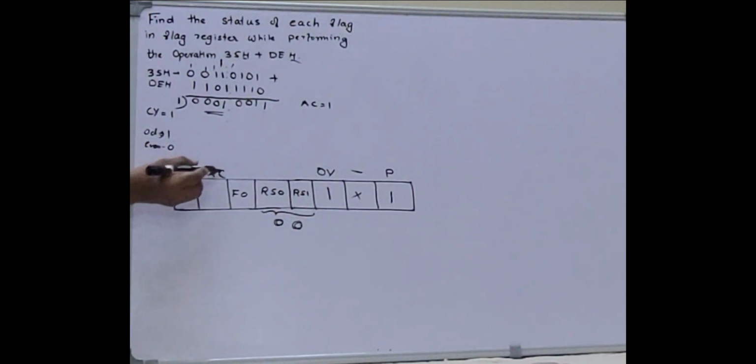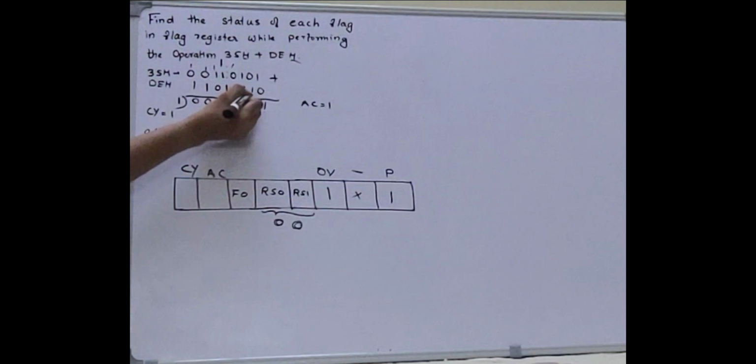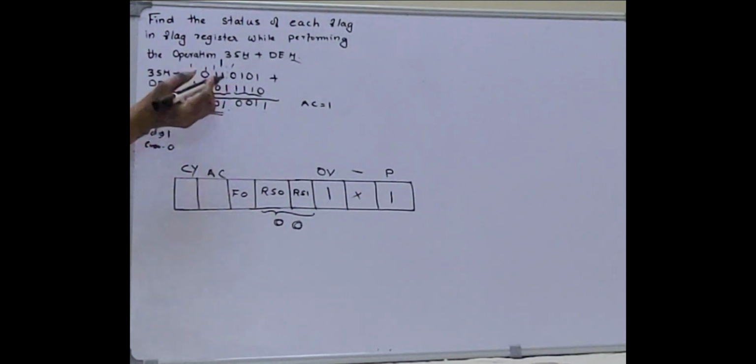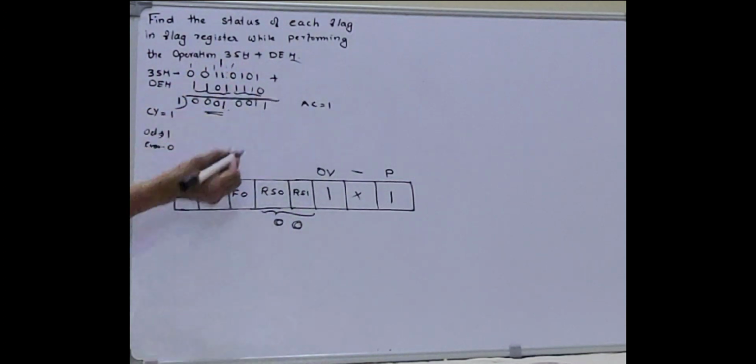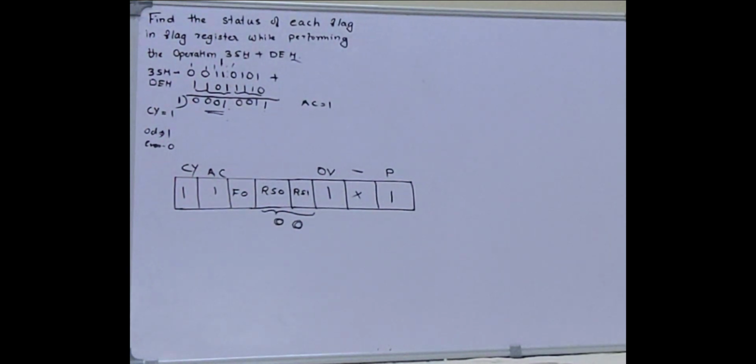Then we have the auxiliary carry. So this is the lower nibble and this is the upper nibble. The carry is forwarded from the lower nibble to the upper nibble, so the auxiliary carry is 1. And the carry: there occurs a carry bit, so the carry is 1. So this is how the status of the flag register can be determined after addition of two binary numbers.